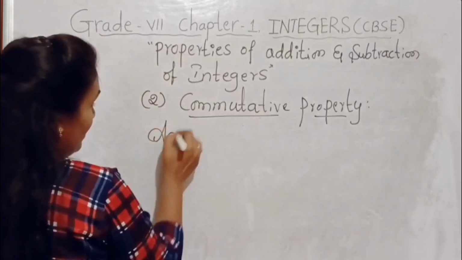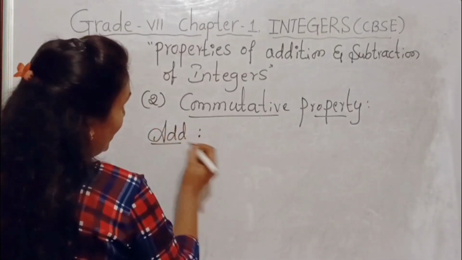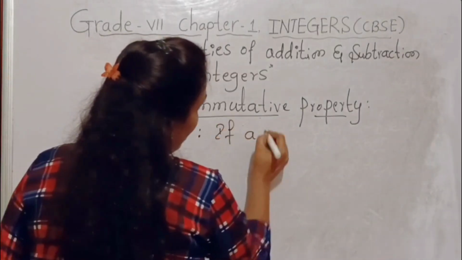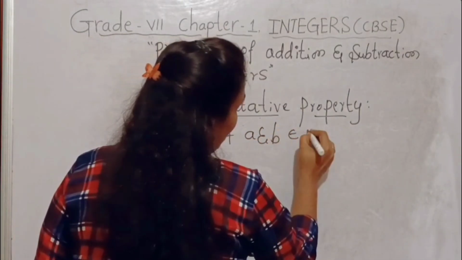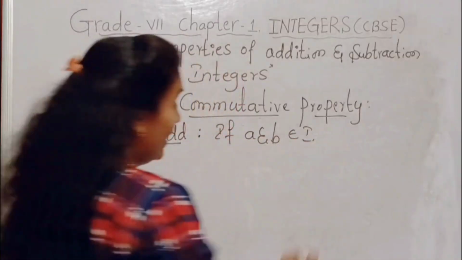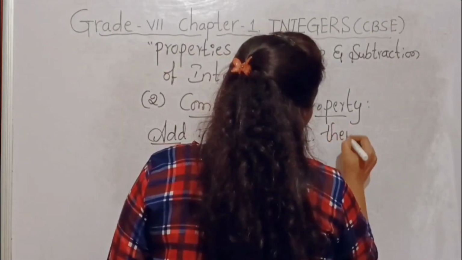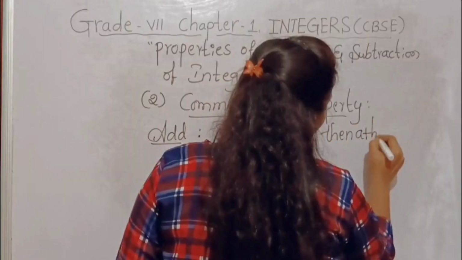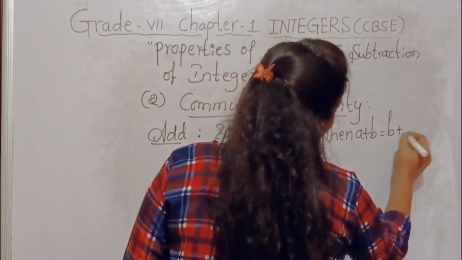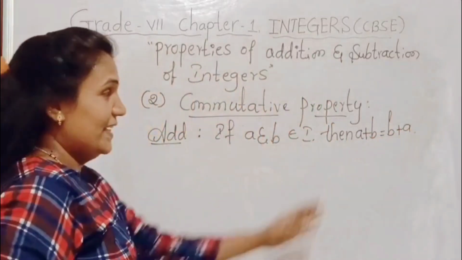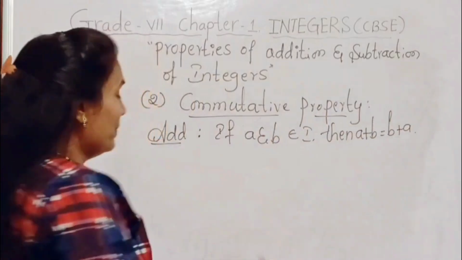I am taking first according to addition. If a and b are any two integers, then a plus b is always equal to b plus a. Let us take examples for that.